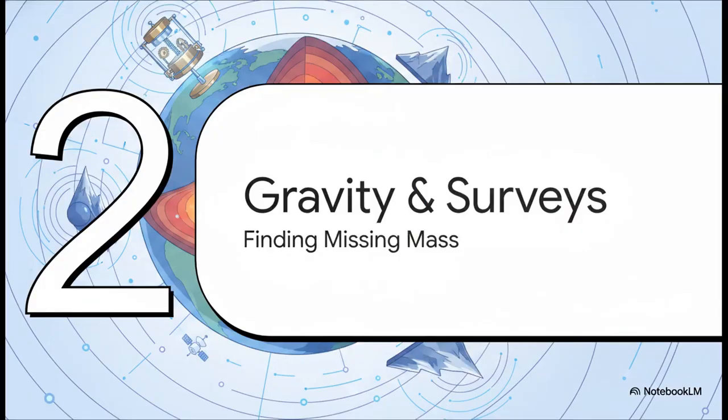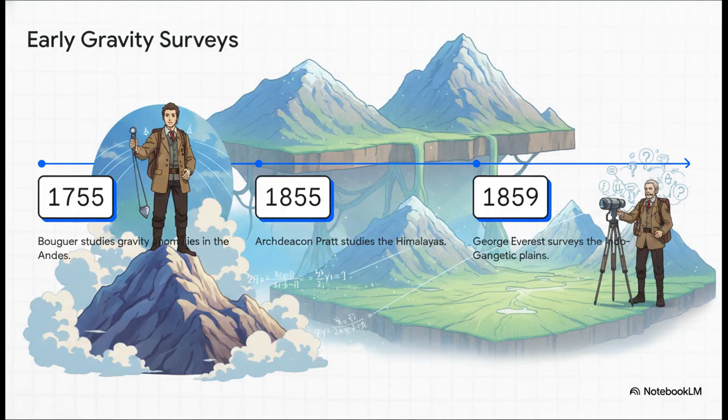Moving right along to Section 2, Gravity and Initial Surveys. Let's talk about finding this missing mass. Before we had all these answers, early scientists started noticing some really bizarre clues hidden in the Earth's gravitational pull. These foundational geodetic surveys revealed surprising gravity anomalies right near massive mountains.